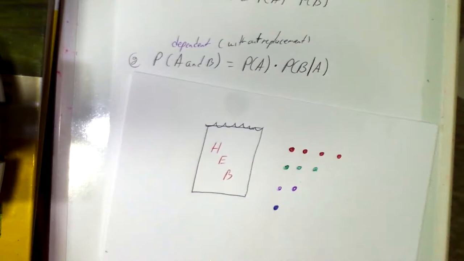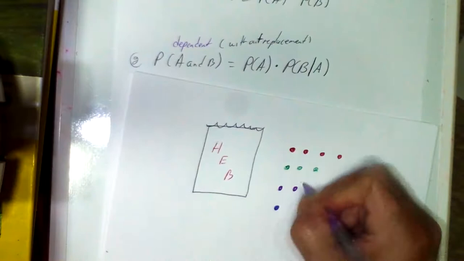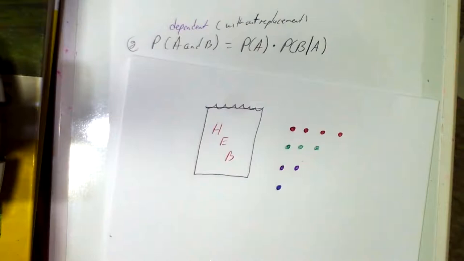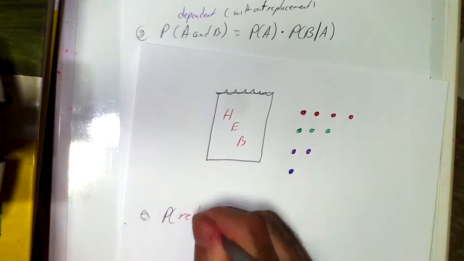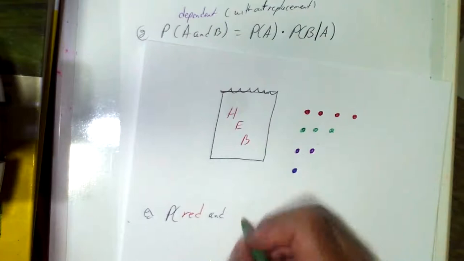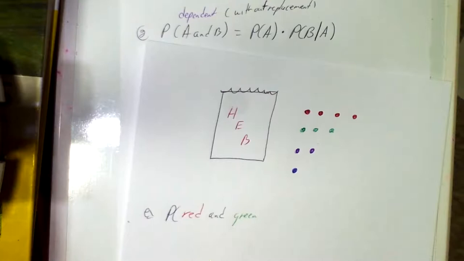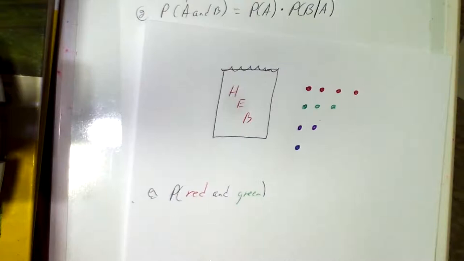This is supposed to be purple, and it looks like blue, right? These are purple and that's blue. And I want to find the probability of getting a red marble and a green one. But there's two ways of doing it. We can do with replacement and without replacement.